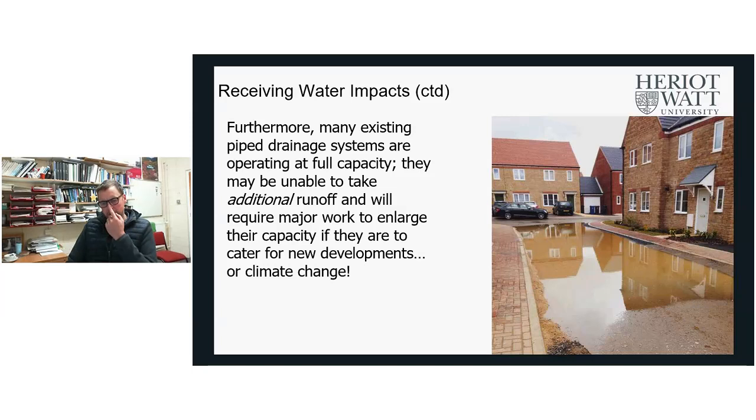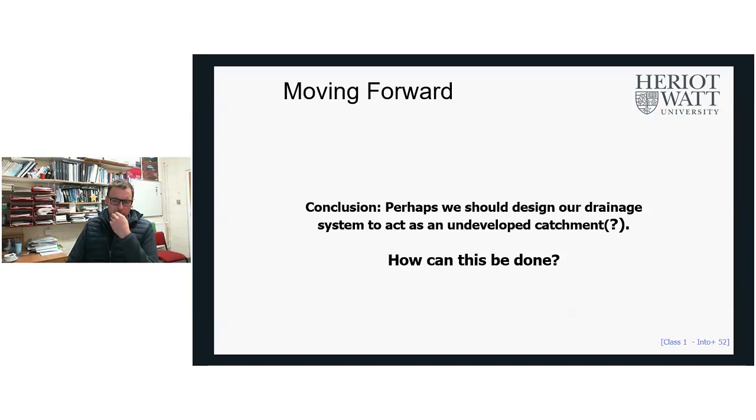This gets back to the basal jet issue on a much smaller scale, in that where your pipe network is already at capacity, that can be a hurdle to building new developments, because you're trying to connect to a system which is already at capacity. So perhaps we should design our drainage system to act as an undeveloped catchment. How can this be done?